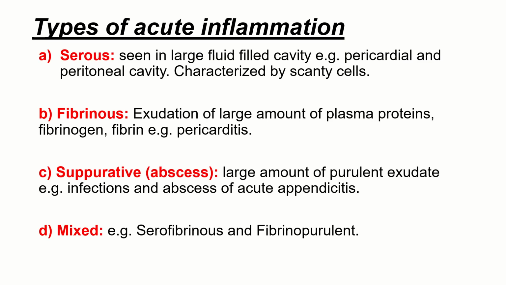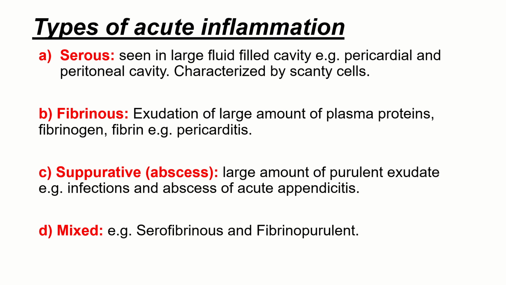Now what are the various types of acute inflammation? We have mainly 4 types. First one is serous type, which is characterized by scanty cells, and it is seen in large fluid filled cavities, for example pericardial or peritoneal cavity.